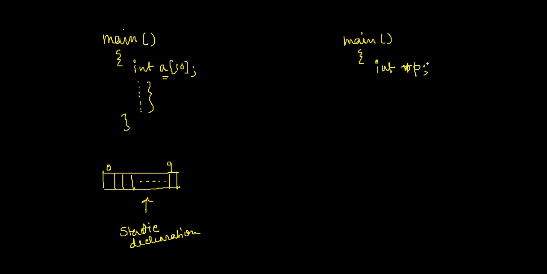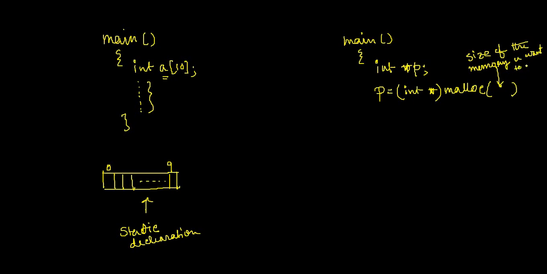And there is a specific function that is used for declaring memory dynamically. The function name is called malloc. So how can we write the line? Let's write it and then I'll explain it. We write it in this way: p equal to, within brackets, int pointer, then malloc, then here you have to put the size of the memory you want to declare.